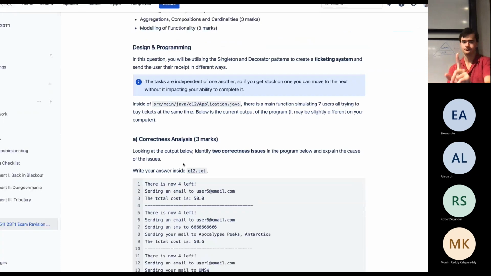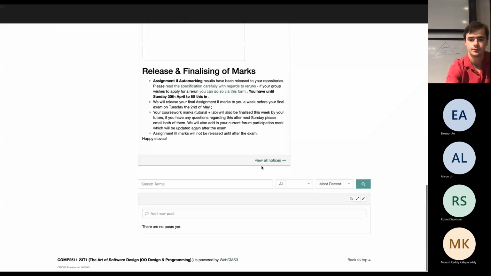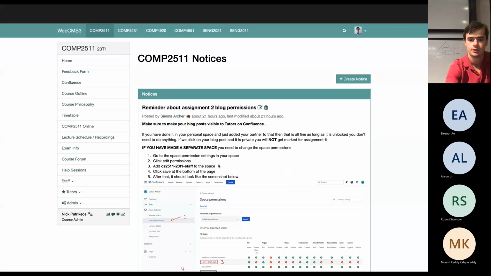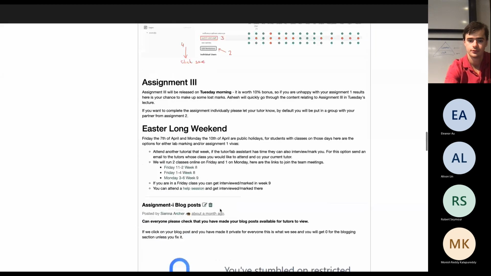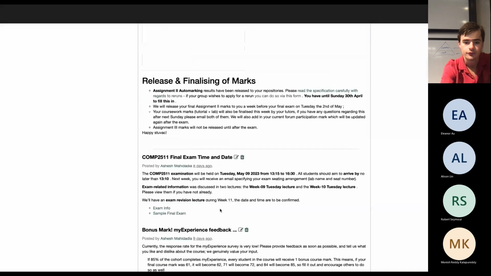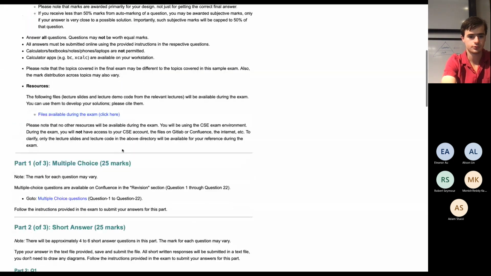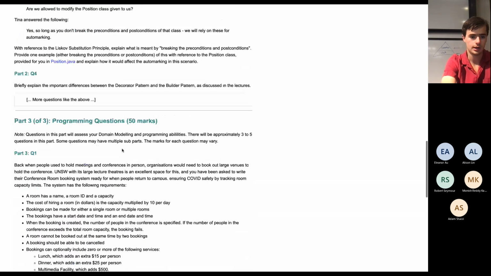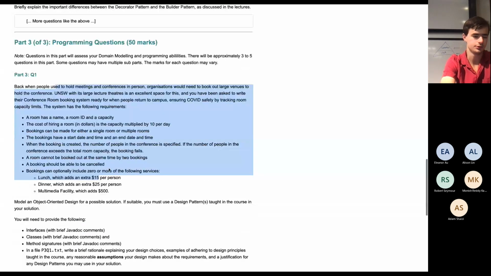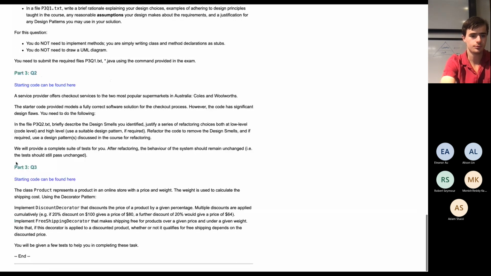Now, I do apologize for one thing, which is that the sample exam that we gave you, where is it? Sorry, here we go. Sample final exam. So here, we haven't given you a whole lot of multiple choice questions. The short answer we've just gone through. We'll go through one of these design questions if we have time, but you can watch the other recording if we don't. The questions will be much longer than this.